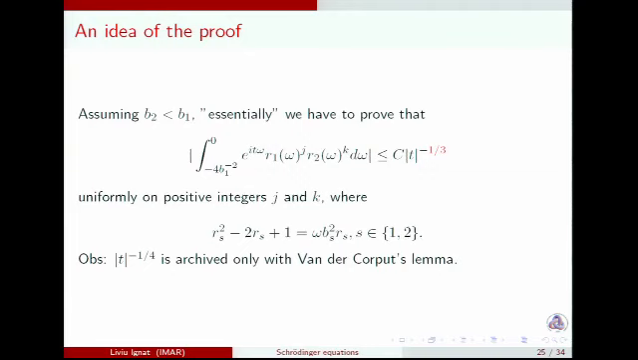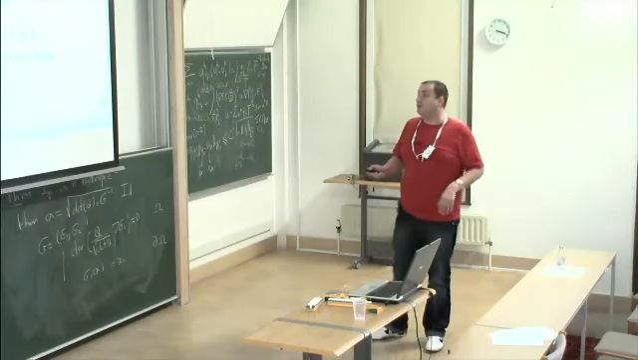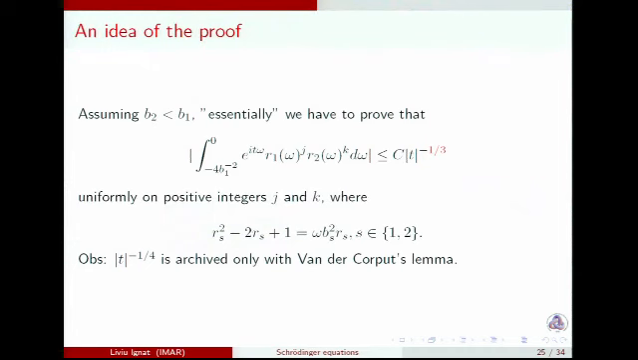So for each omega in this interval, you have 2 complex roots with modulus less than 1, and you have to choose a good one when you write the resolvent. But anyway, the proof is reduced more or less to this estimate here.